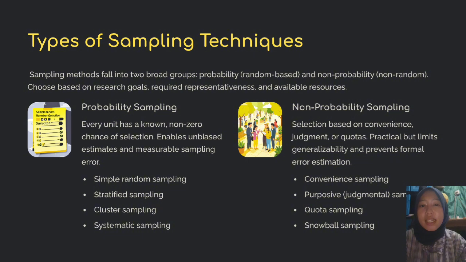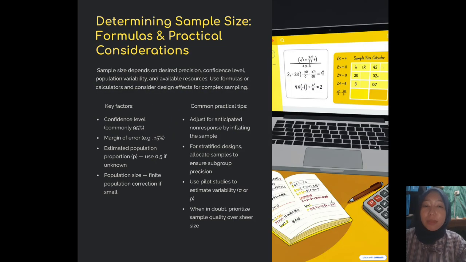The second is non-probability sampling, where selection is based on convenience or judgment. Examples include convenience sampling and purposive sampling. This method is easier to use, but the result may not represent the population as well as probability sampling. Okay, next slide. Determining sample size.